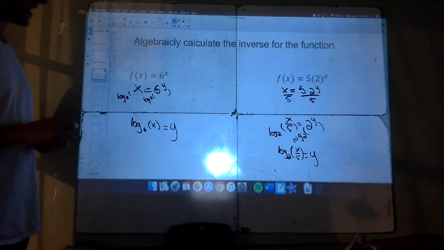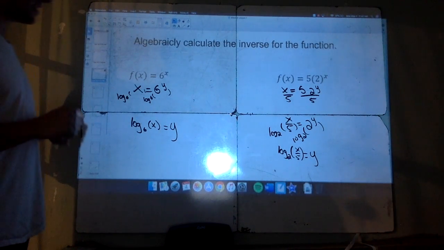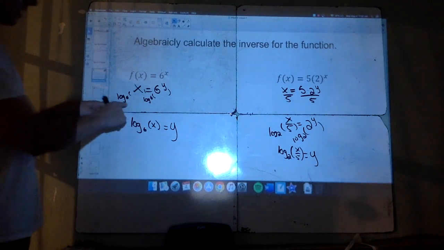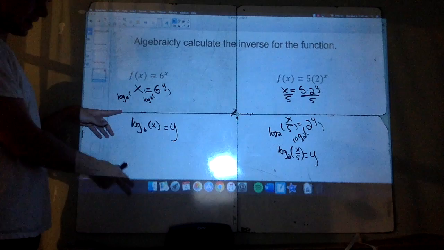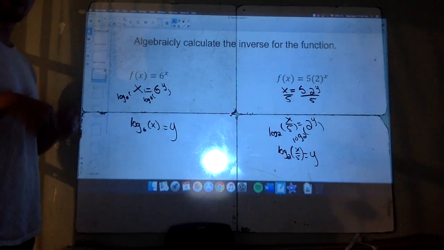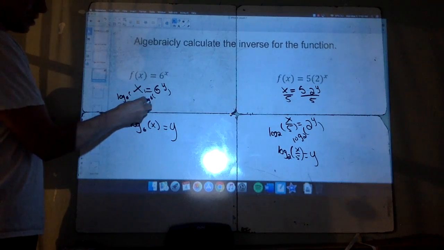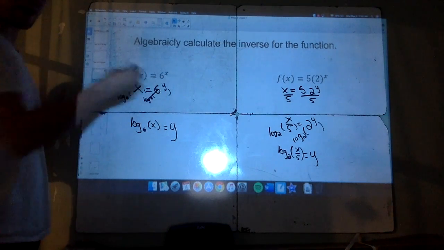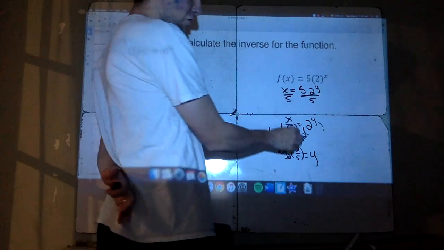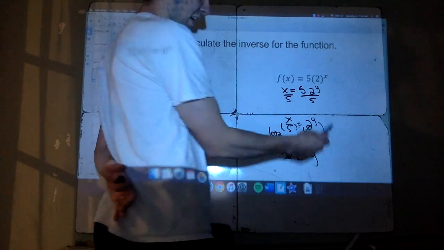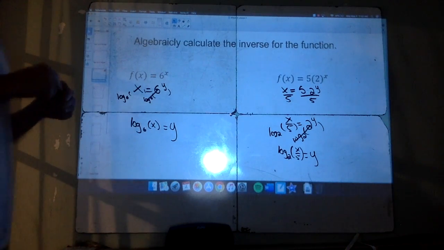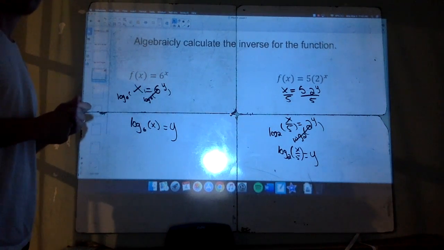All right, so here's what I got. A different way of understanding this, you could have used just rewriting in the definition of a log. The way I think about it is taking the log base 6 of both sides, because this log base 6 and this 6 to the power of get rid of each other. Over here, after dividing by 5, I took the log base 2 of both sides, and that gets rid of 2 to the power of y. So that's a different way of thinking about it, a different understanding.